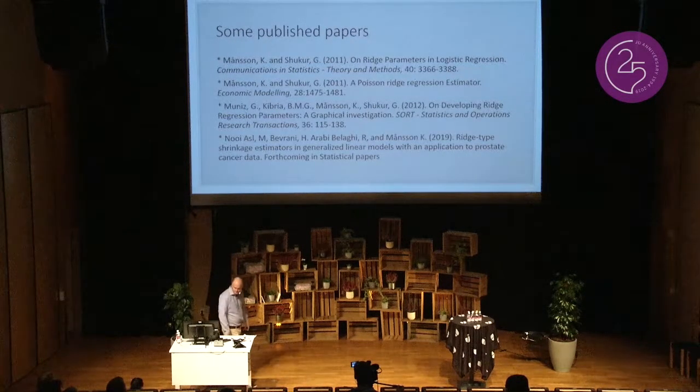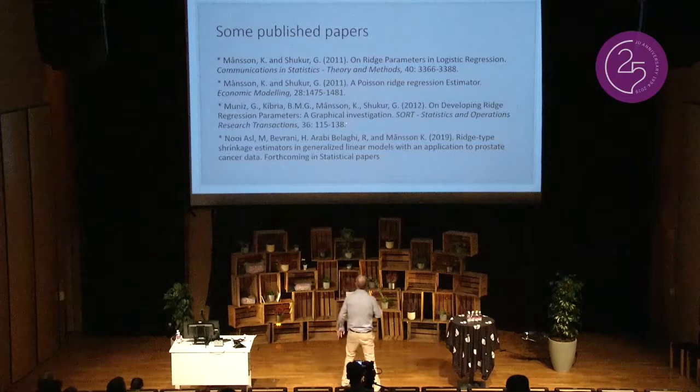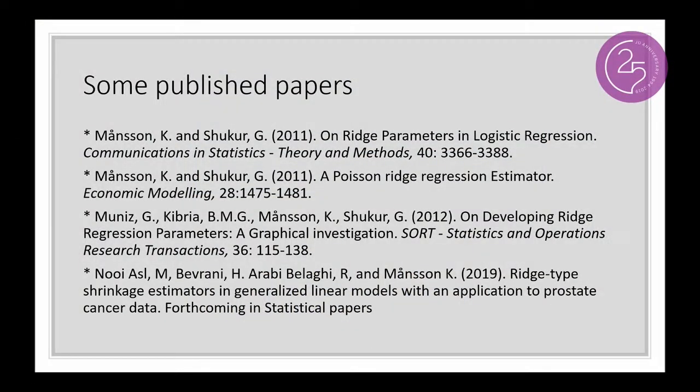And yeah, just some published papers. This was the first one I worked on, on parameters in logistic regression, where I just suggested some new estimators of parameters. In 2011 I also introduced, together with Gazi, a method for Poisson models. This one in Statistics and Operations Research Transactions is perhaps my most cited but my most simple paper. We just did a large scale simulation of different K values and checked which one was best. Together with Muniz, who was a master student at Florida International University.